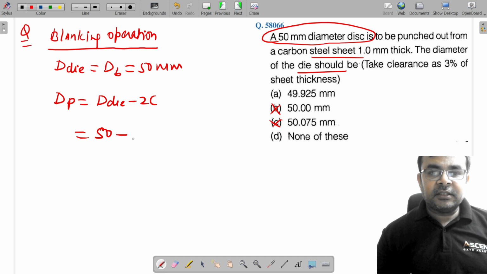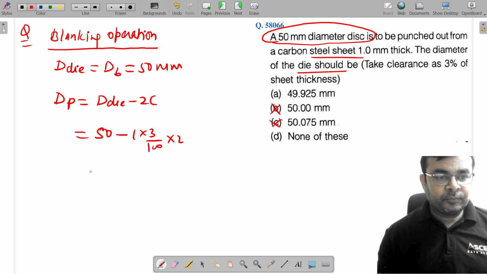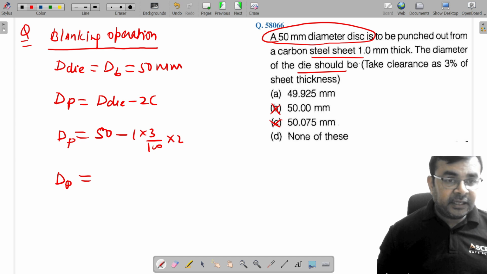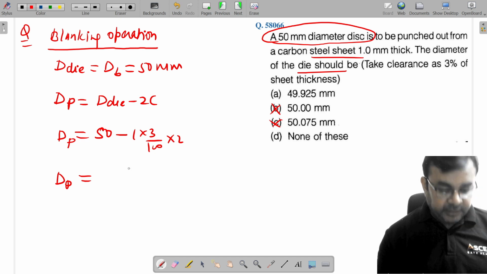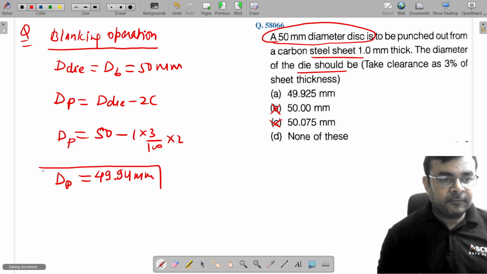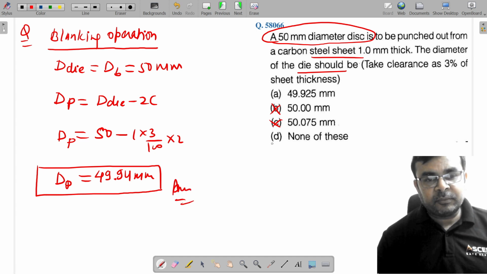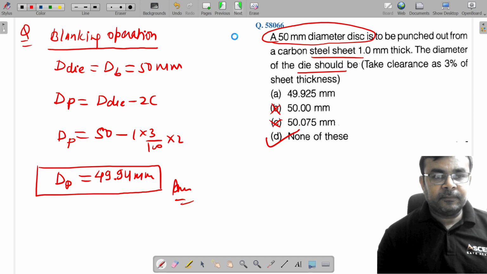And the carbon sheet thickness is 1 and the clearance is 3% of sheet thickness. So 1 into 3 by 100 into 2, correct? So simply here we get 49.94 mm. This is the right answer. So there is no such option. So the correct answer is none of these.